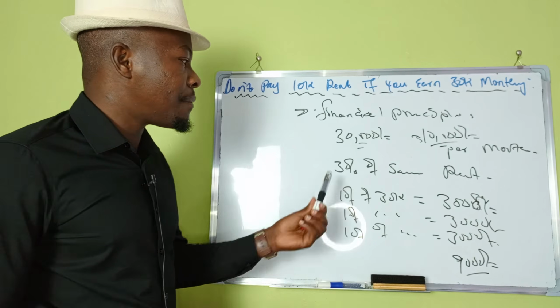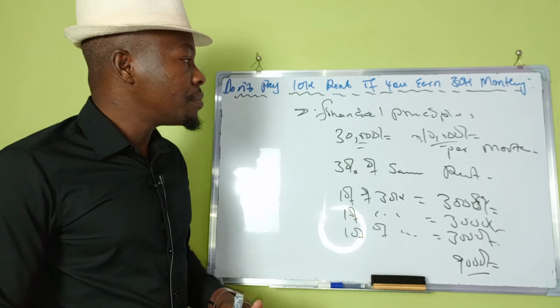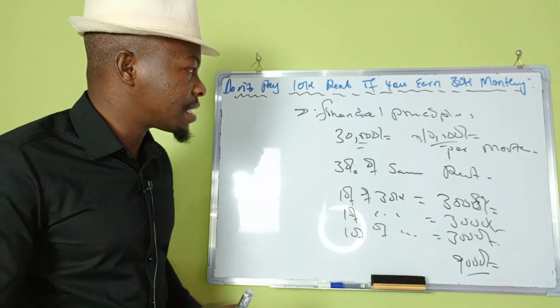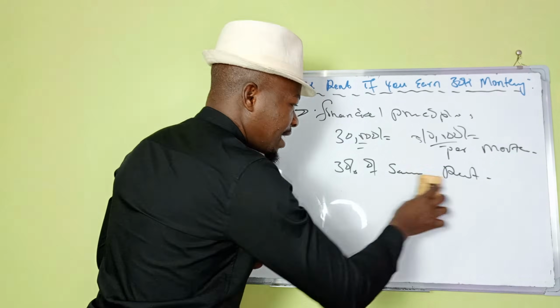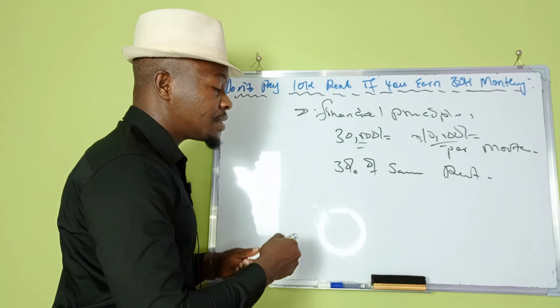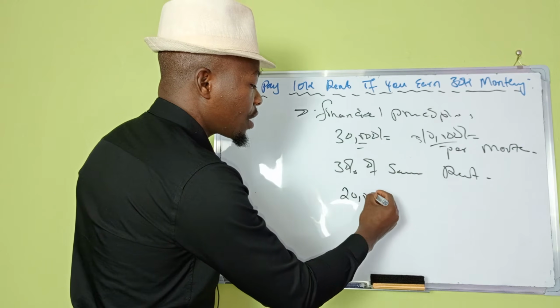Guess what happens? This is above 30%. The moment you cross this 30%, guess what happens now? Out of the 30,000 that you have, you're now remaining with 20,000. And guess what you're supposed to do with your 20,000? The 20,000 that you're remaining with, this is where you're supposed to do what?